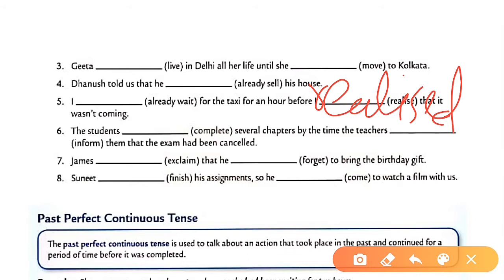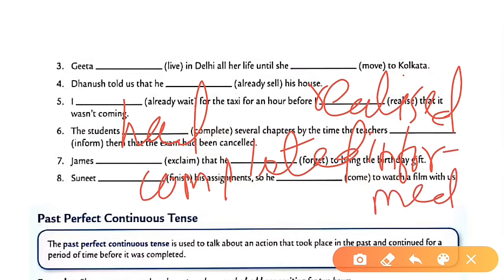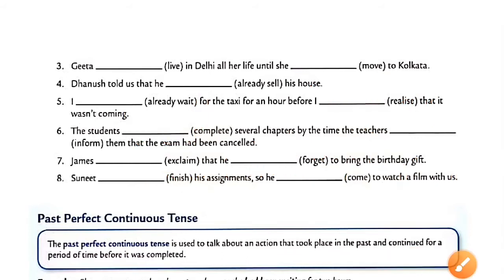Number 6. The student had completed several chapters by the time the teacher informed them that the exam had been cancelled.